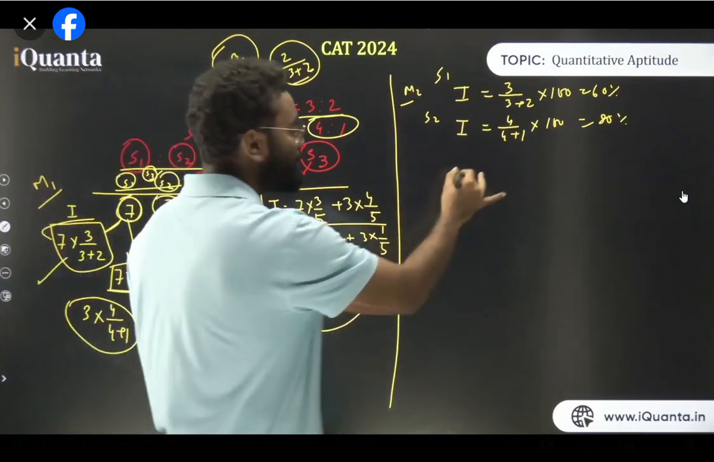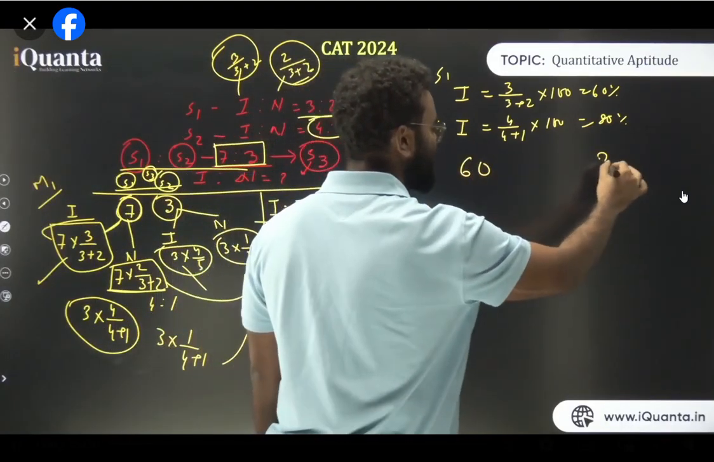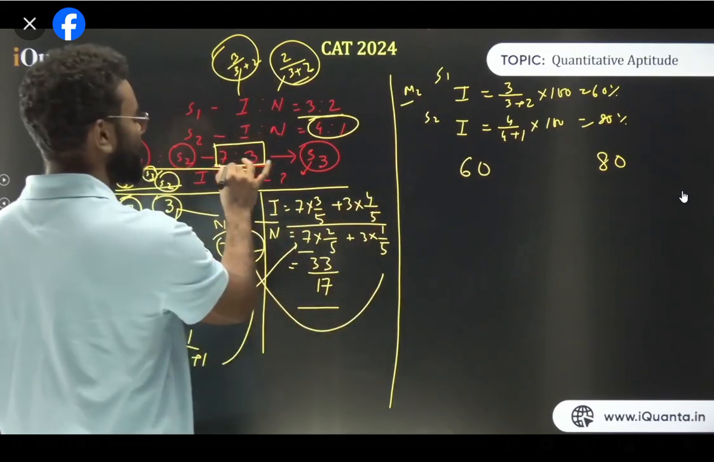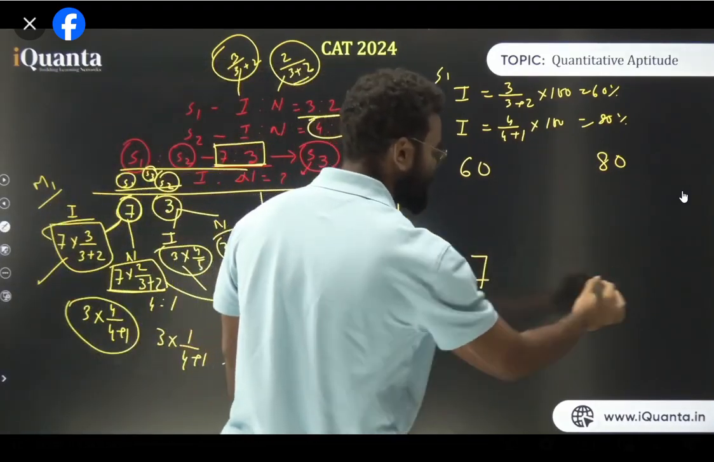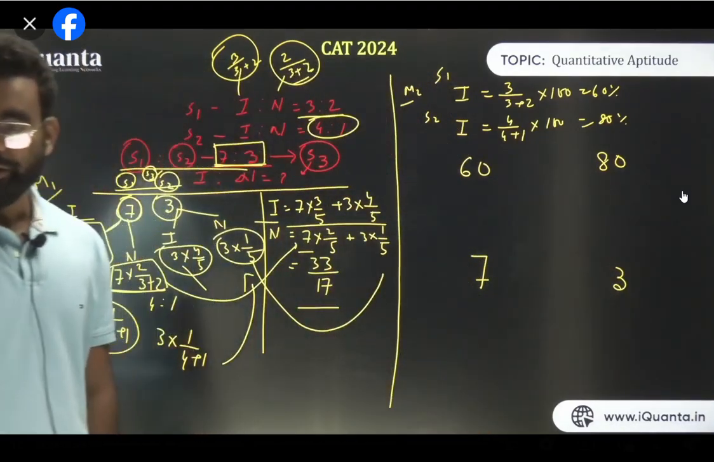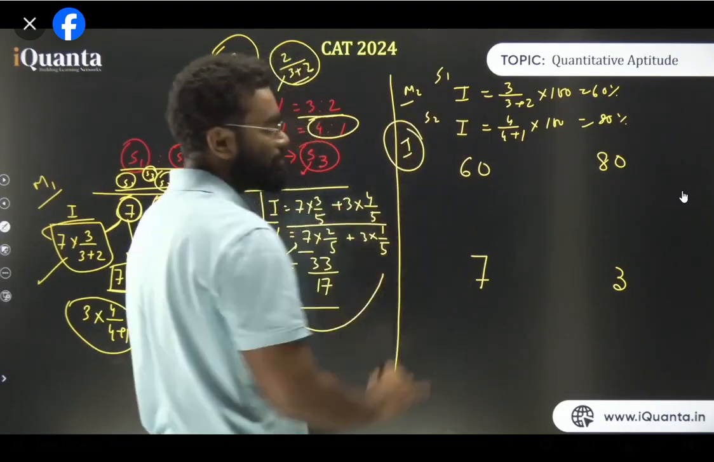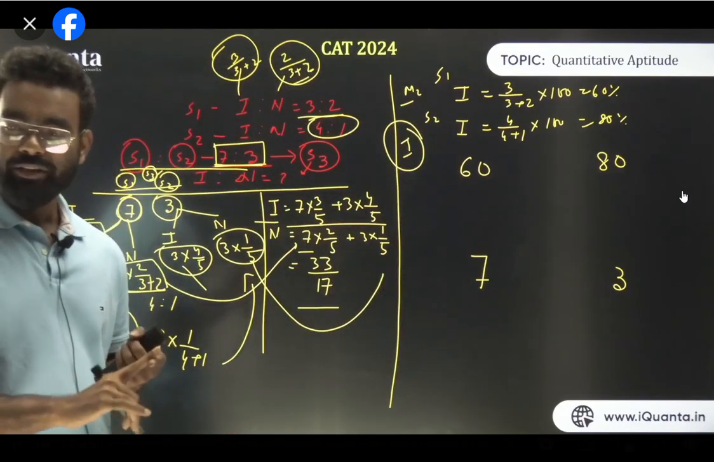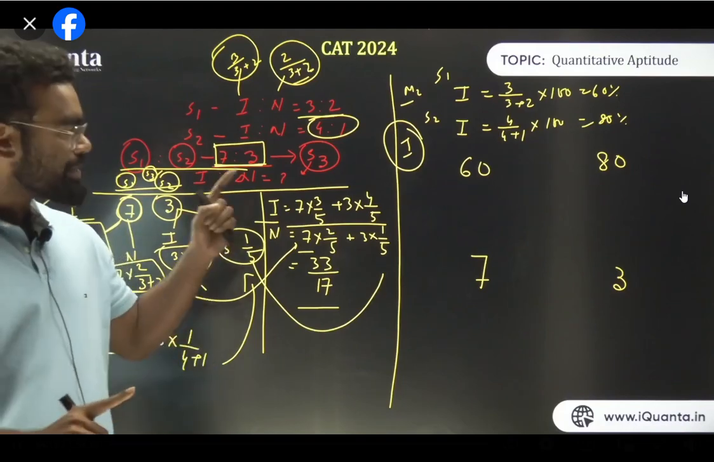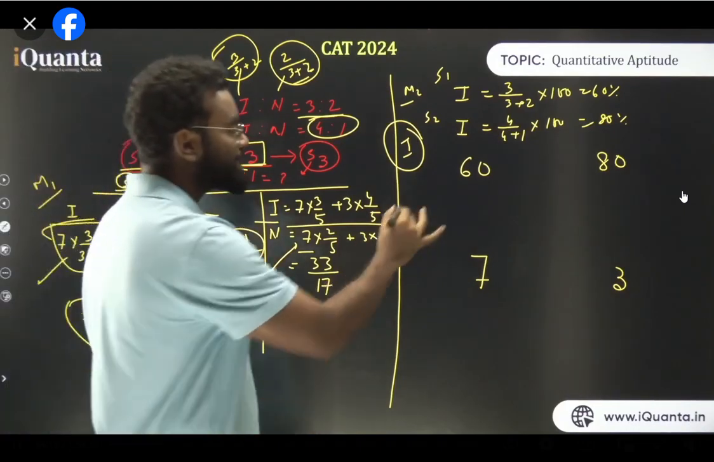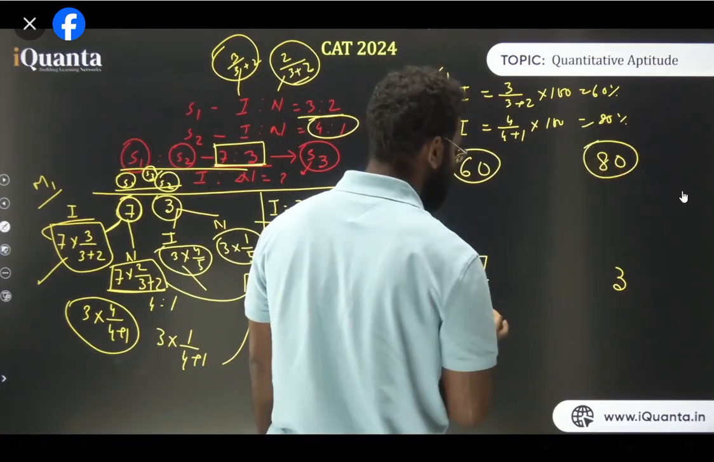Fair? So by the mixture and alligation method, I can use 60 and 80, and I also know the ratio. What is the ratio of S1 and S2? That is 7:3. Can I find the average? Yes, I can find the average, if you remember. So 60%. I'm only taking iron. Remember, I'm taking iron as the fixed thing. I can solve this question by taking iron as fixed or nickel as fixed. Both are fine. In this case I'm just taking iron as fixed. So 60 is there and 80 is there, and the ratio is basically 7:3.